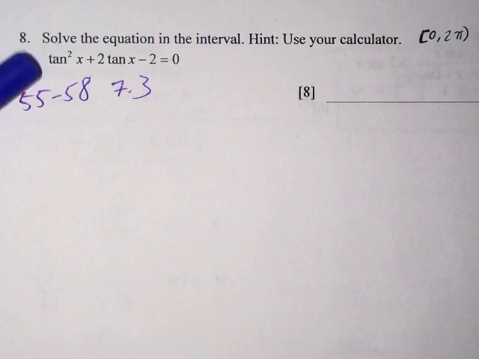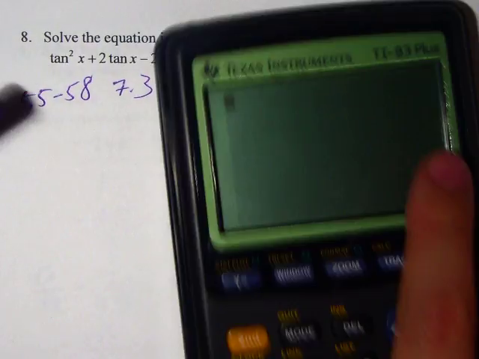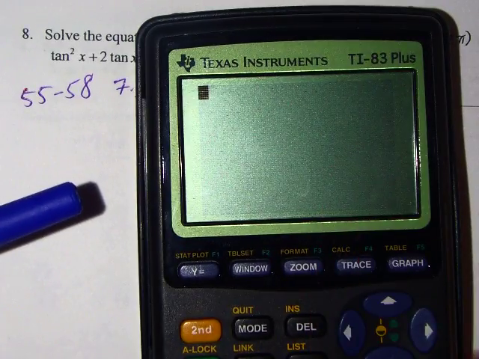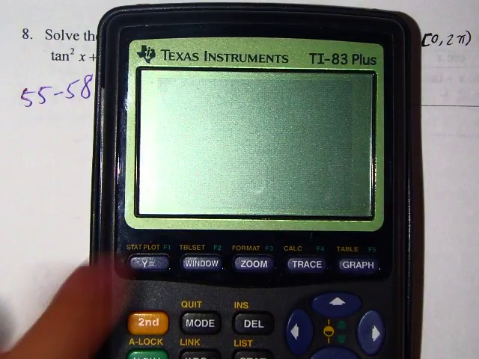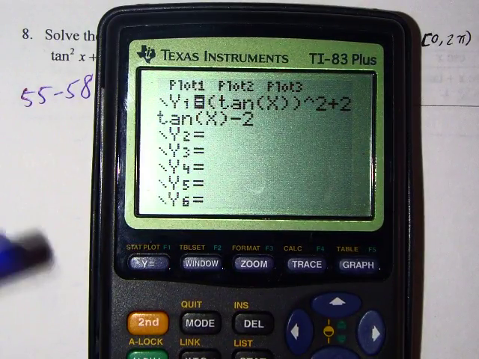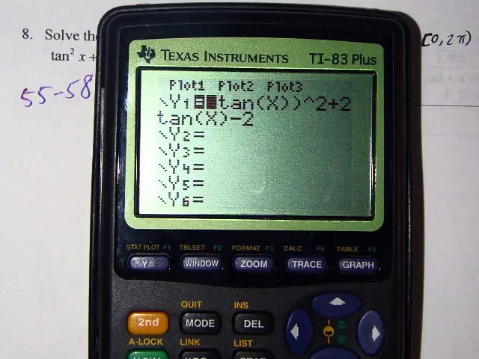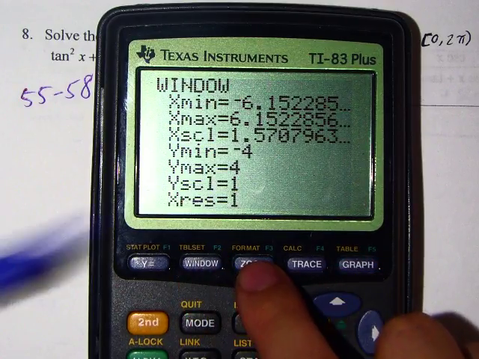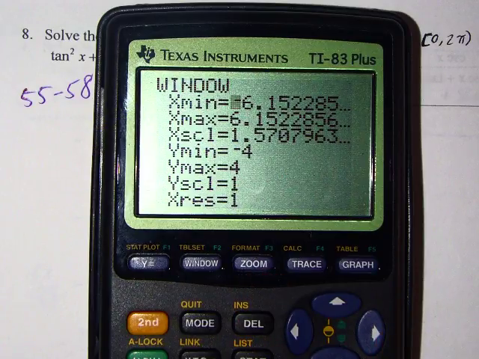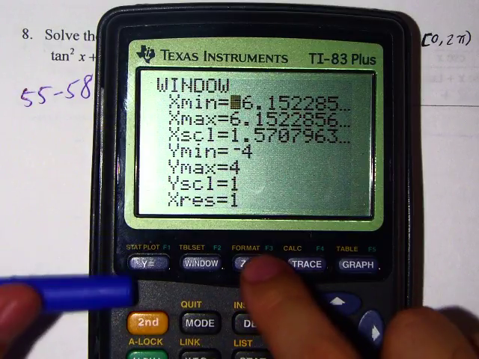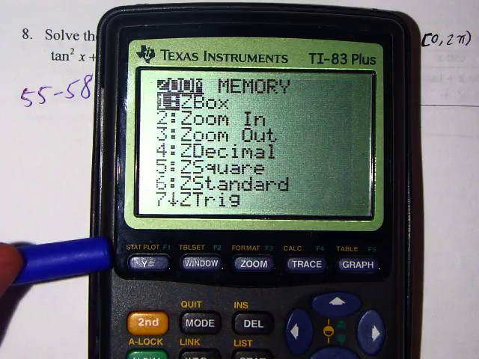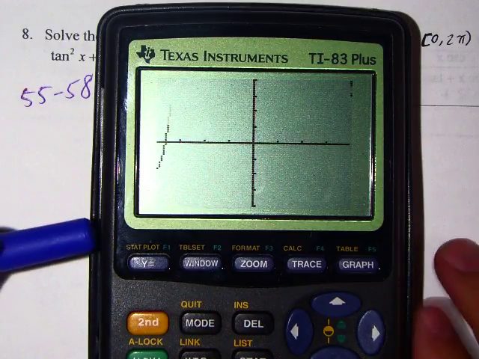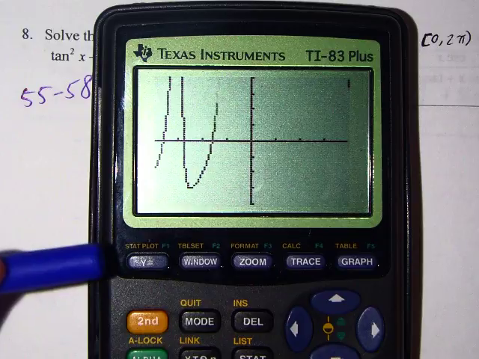First thing you're going to do is you want to type this in your calculator. So, hint, use your calculator, let's do that. Take your calculator out, go to the y equals, and you can see I've already put it in there. I have tangent squared of x plus 2 tangent of x minus 2. Then make sure your window is in the 0 to 2 pi mode. Again, if you want to make sure, press zoom and press 7 so that you're in the trig form. So there's my graph.